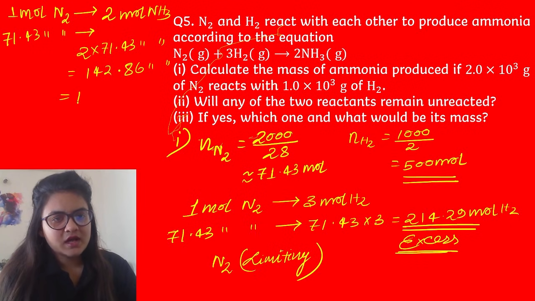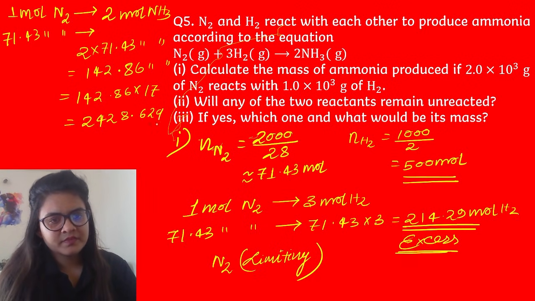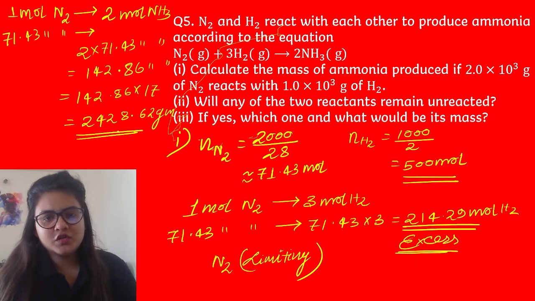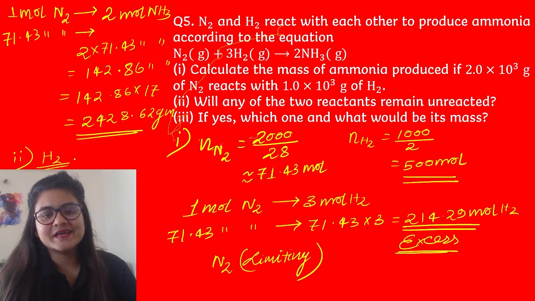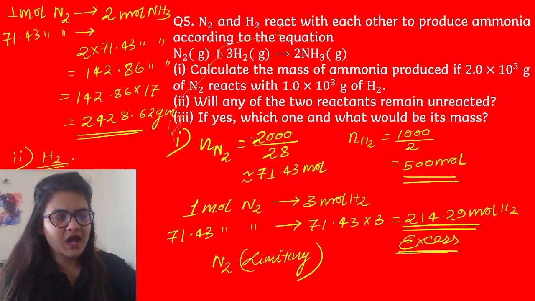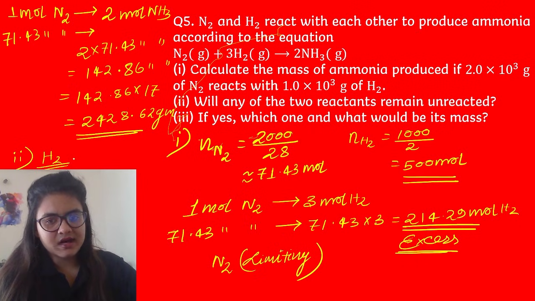Now it is the number of moles, so you have to convert it to gram. How? 142.86 into the molecular weight of ammonia, that is 17. That will give you 2428.62 gram of ammonia. Okay, I guess the first part is clear to you. Now you can see question number 2: will any of the two reactants remain unreacted? Yes, hydrogen will remain unreacted, because it is given in excess. Now let's see how much will be unreacted.